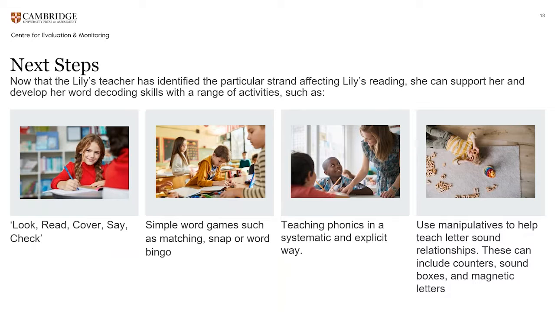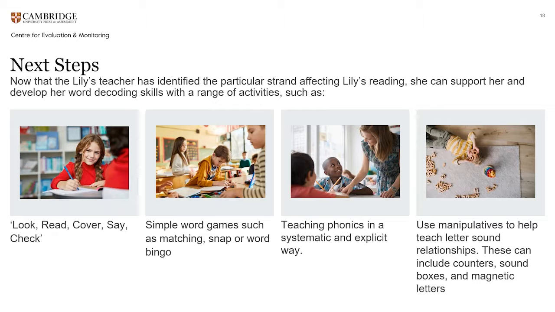So now that Lily's teacher has identified that particular strand affecting her reading, she can support her and develop her word decoding skills with a range of activities. There doesn't have to be just one sole strategy. For children who have difficulties decoding text, as you mentioned before, phonics-based programs and training in phonological awareness have been found to be particularly effective and are really important. And Lily's teacher finds that when asked to sound out words, she becomes frustrated and she often guesses at words based on the first letter or two.